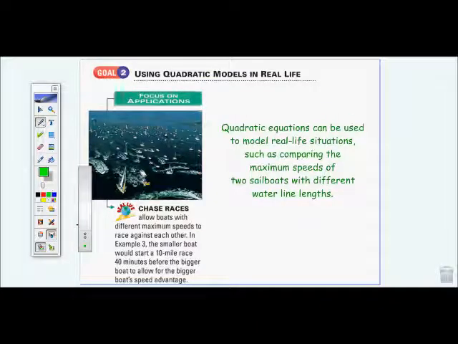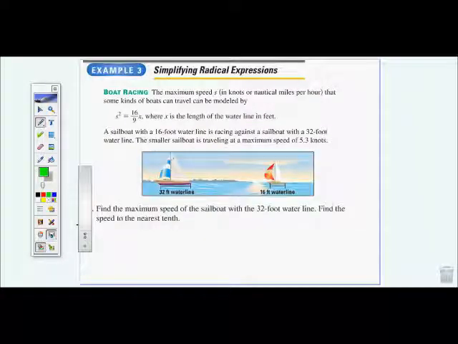So moving along, we have using these quadratic models in real life. We're talking about quadratic equations, and they can be used for real life situations, such as comparing maximum speed with different water lengths. So let's go ahead and try to do this one. We have the boat racing: the maximum speed S in knots or nautical miles per hour that some kinds of boats can travel can be modeled by S squared equals 16 over 9 times X, where X is the length of the water line, in feet.